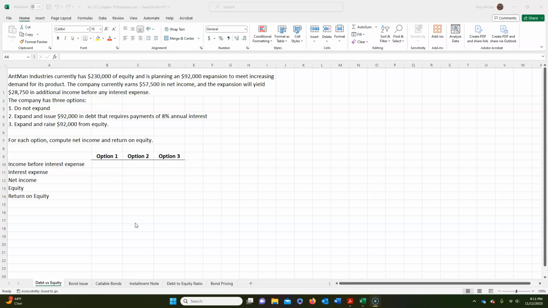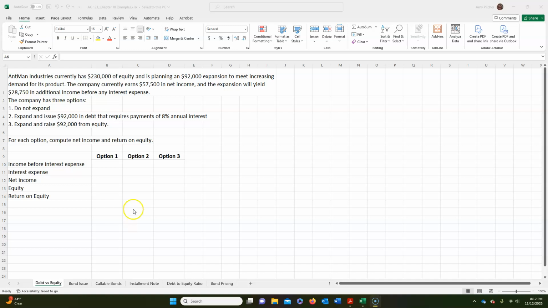So we have three different options. One, not to expand at all. Two, to expand and issue $92,000 in debt, so take out a loan that requires payments of 8% annual interest. Or three, expand and raise $92,000 from equity or by selling more stock. The benefit of selling stock is you don't have to pay interest on it. The downside is you increase the amount of people who have ownership rights in your company.